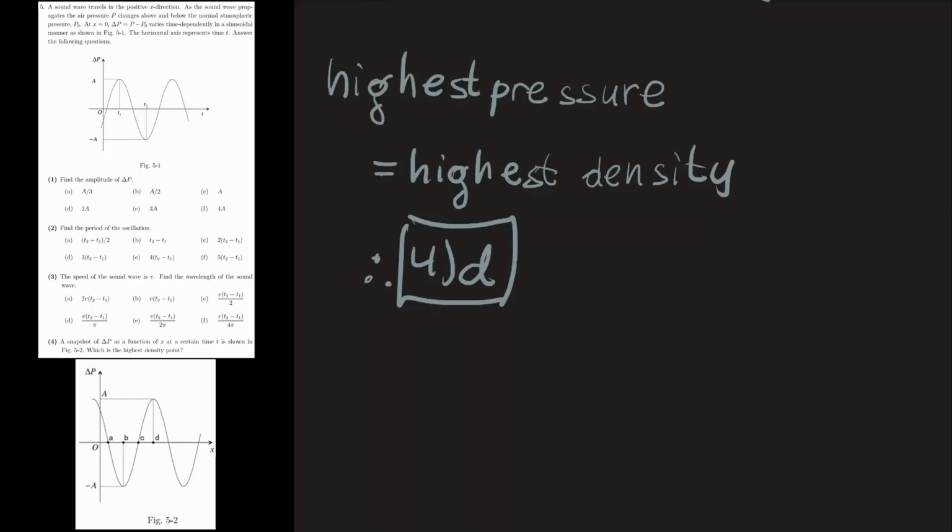And the question makes it really easy for us. It literally says that the y-axis is change in pressure, right? If you look at figure 5-2, the y-axis is labeled as a change in pressure. So we want the point which has the highest change in pressure, which just by looking at the graph is clearly option D. And that is the answer to this part of the question.